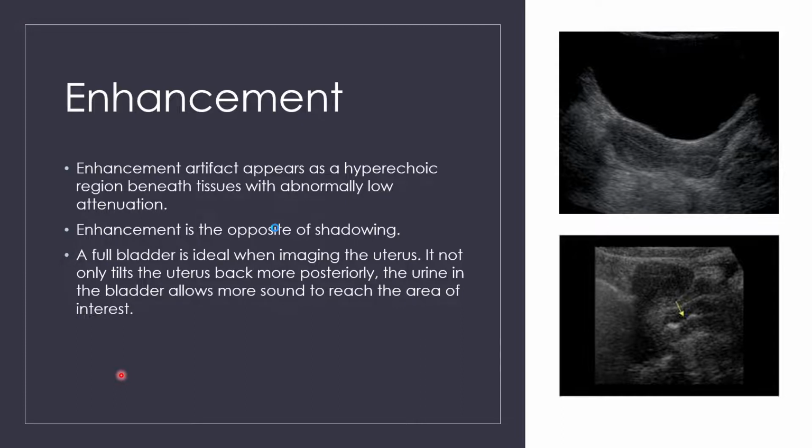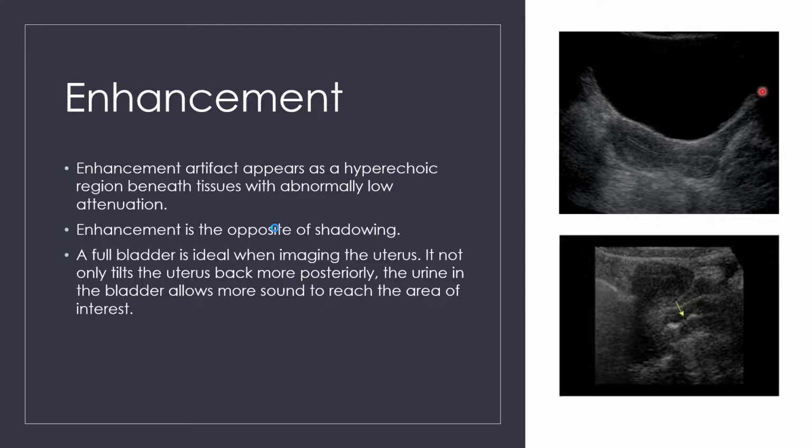Another word is anechoic, A-N-E-C-H-O-I-C. So anechoic means that there are no echoes. So it will be completely black on the screen. If you look at the image over here on the right, this is the bladder, and it is considered to be anechoic because there's no echoes being returned from within the lumen of the bladder. So all of this is fluid, all right?